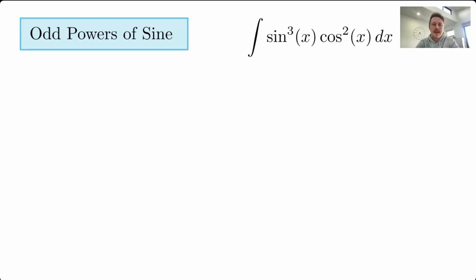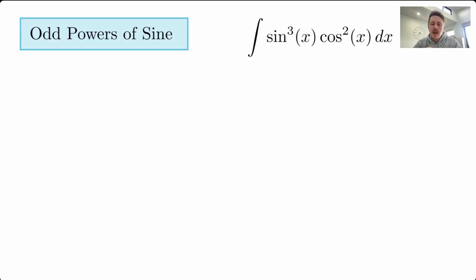All right, so we're going to look at how to anti-differentiate a situation when you've got an odd power of sine. So if you've got an integral that looks something like this, we're going to look at how to anti-differentiate this. Now, this is a specific example of any integral in the form of sine to the power of m multiplied by cos to the power of n dx.